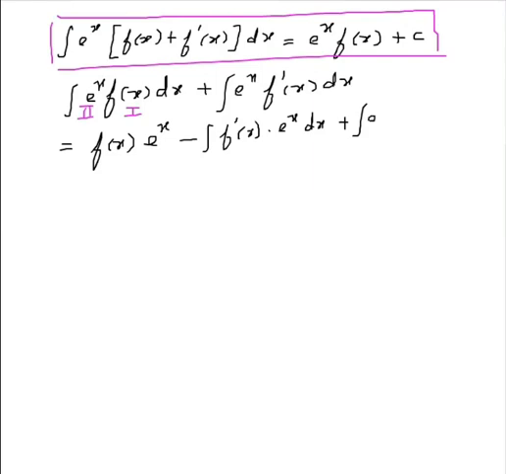And copy the last term. Now these two terms are getting cancelled. Therefore, the answer becomes e power x f of x plus c. If you have integral of e power x and a sum of two functions such that one is f of x, the other one is f dashed of x, the answer becomes e power x f of x plus c.